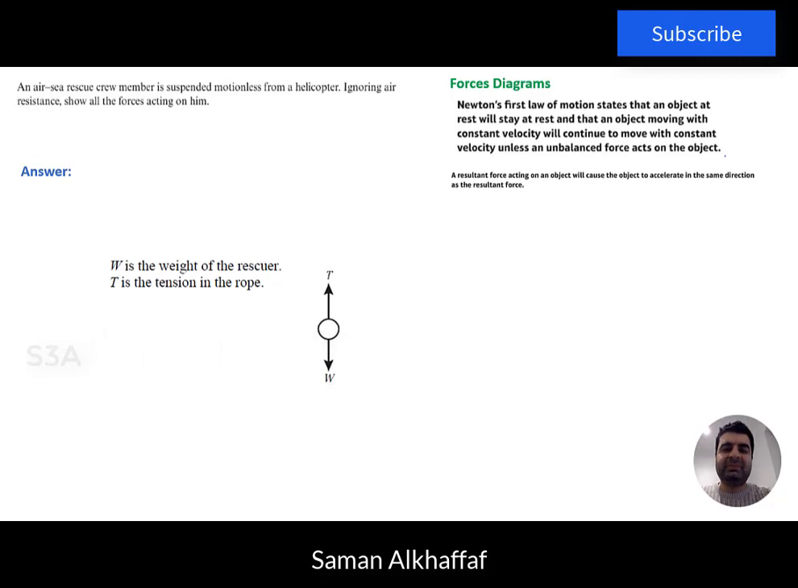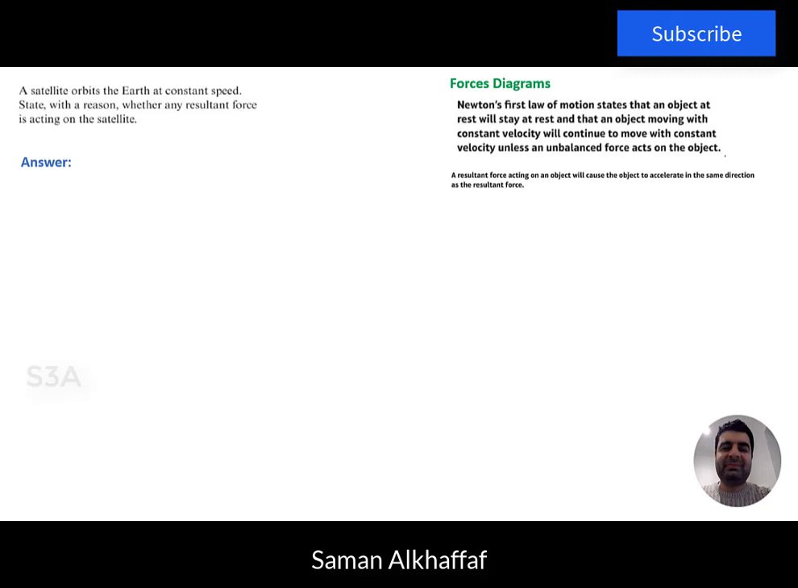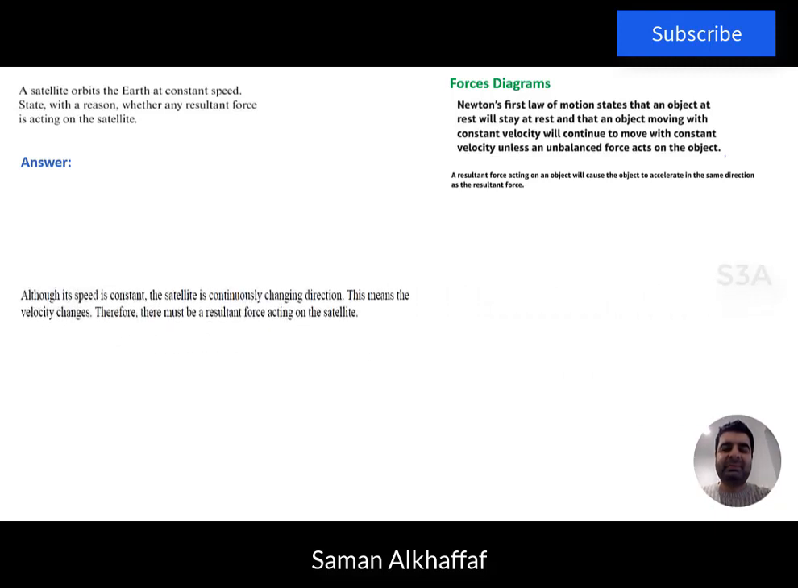In this example, a satellite orbits the Earth at constant speed. State with a reason whether any resultant force is acting on the satellite. Our explanation in this scenario is that although its speed is constant, the satellite is continuously changing direction. This means that its velocity changes, therefore there must be a resultant force acting on the satellite. And this will be our explanation for this question.